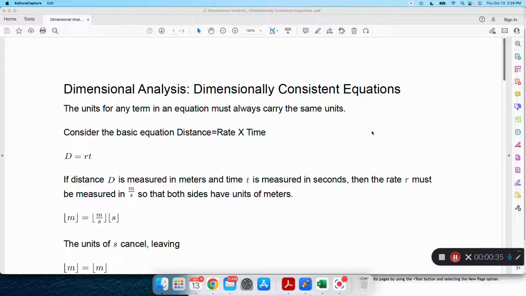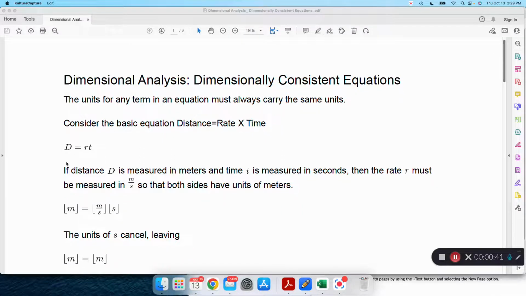Factors are multiplied, terms are added. So it's like a really basic example. Consider distance equals rate times time. This equation has two terms. The left side's one term, the right side's another term. And both of those have to have the same units. So if D is measured in meters and T is measured in seconds, then R, the rate, has to be measured in meters per second.